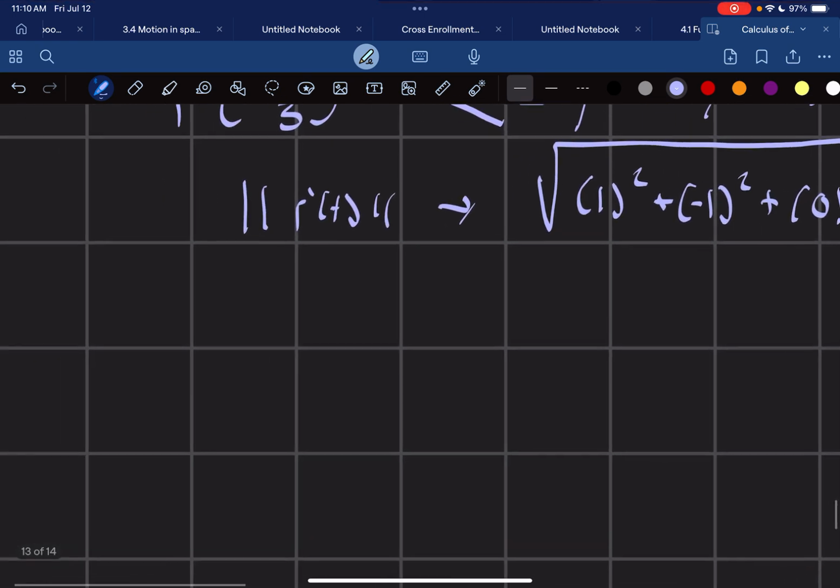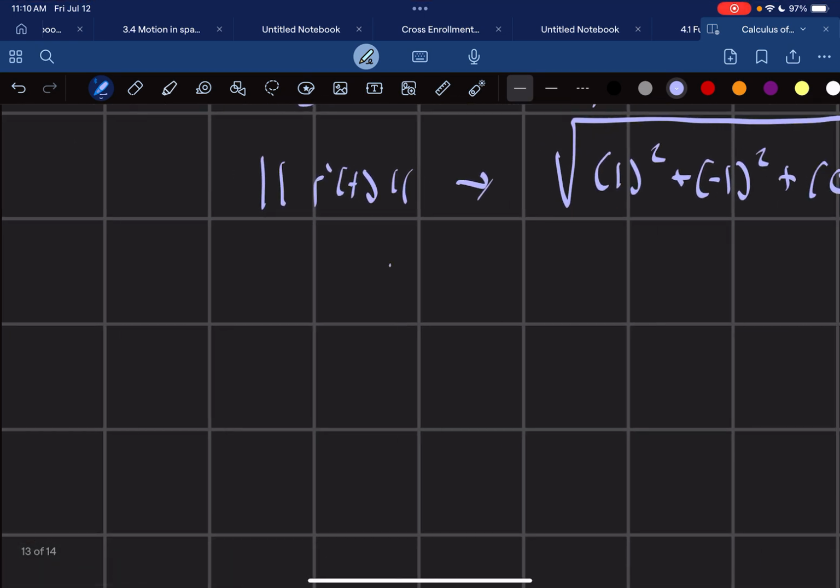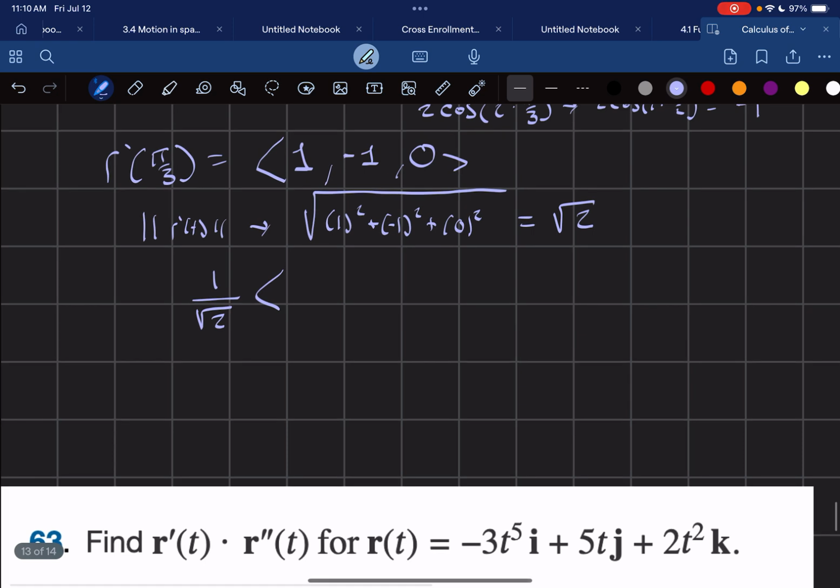So the final answer would just be 1 over square root of 2 times the vector 1, -1, and 0.